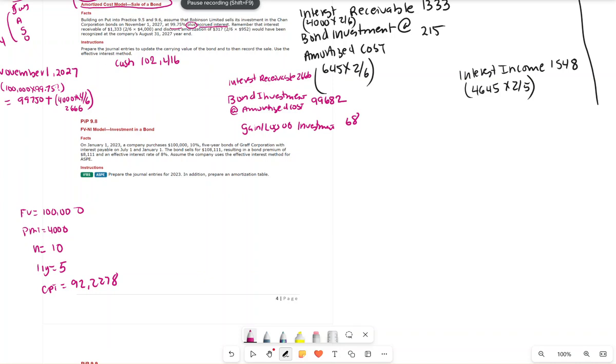Now, if you were to think about it, we wanted to know what will be the carrying value on November 1st, 2027. In order for us to do that, we needed to calculate the value up to July 1st, 2027, just to make it easy because our payments are semi-annual. So then we will show you how to go from this point to this point.